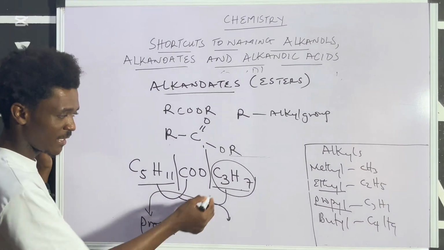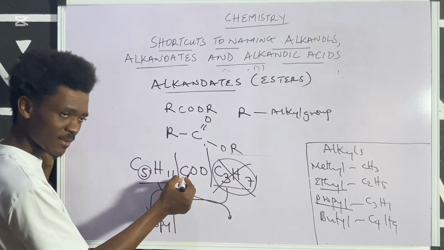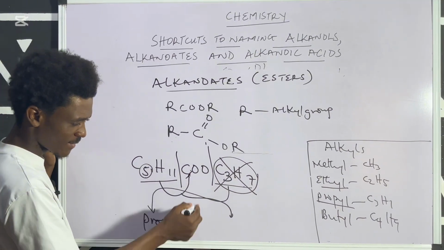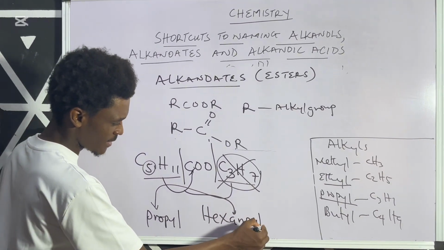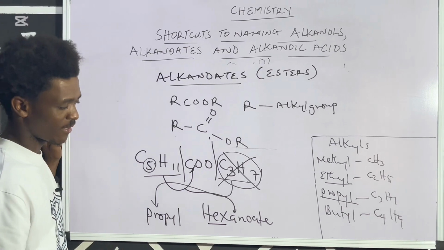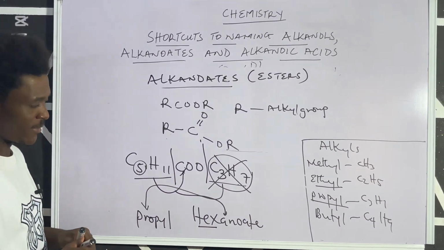Then how many carbons are left since we have eliminated this guy now? We are left with what? 6. 5 plus 1, 6. That should be what? Hexanoate. Because 6 carbons is hex. All right? So when you combine, it becomes propyl hexanoate.